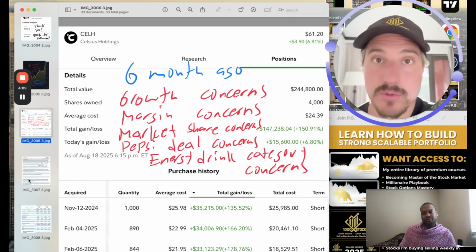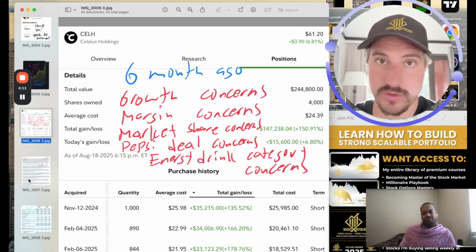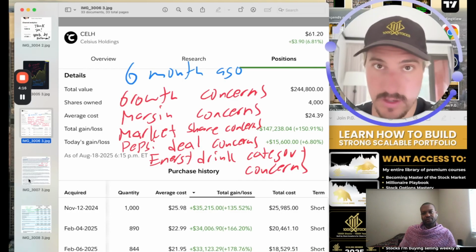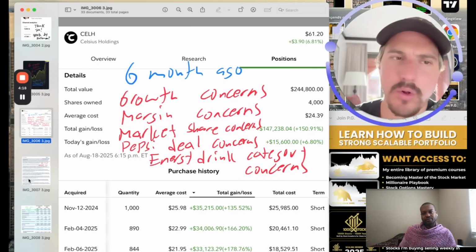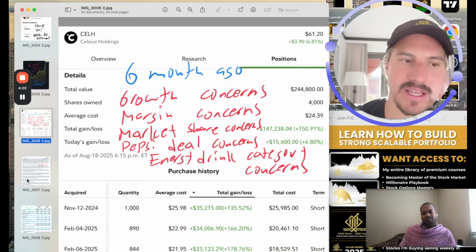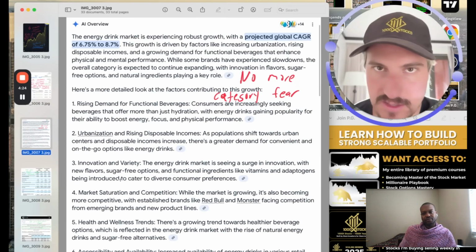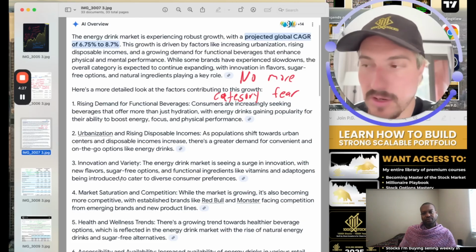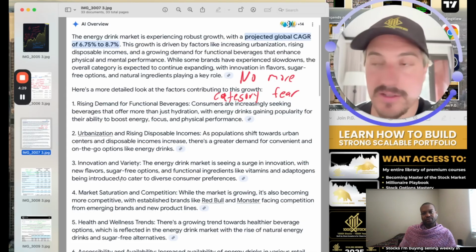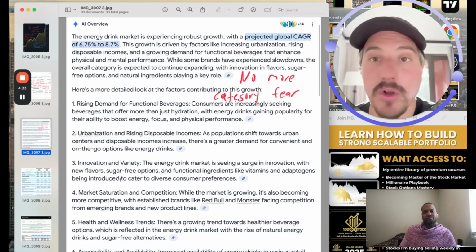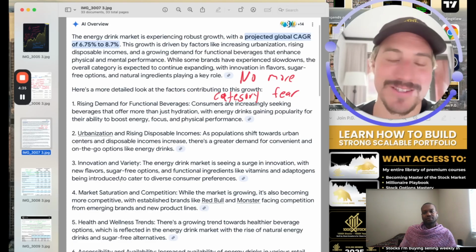And then additionally, there were energy drink category concerns as well, because we saw some negative data in regards to the energy drink category. So you just had an onslaught of all these things going negative against Celsius in regards to people viewing the stock, right? What have we had since then? What has cleared up in the past 6 months that makes everybody want to go buy the stock and say, I wasn't willing to pay 20-something dollars for it 6 months ago, but you know what? I'm willing to pay $60+ for it now 6 months later, right?